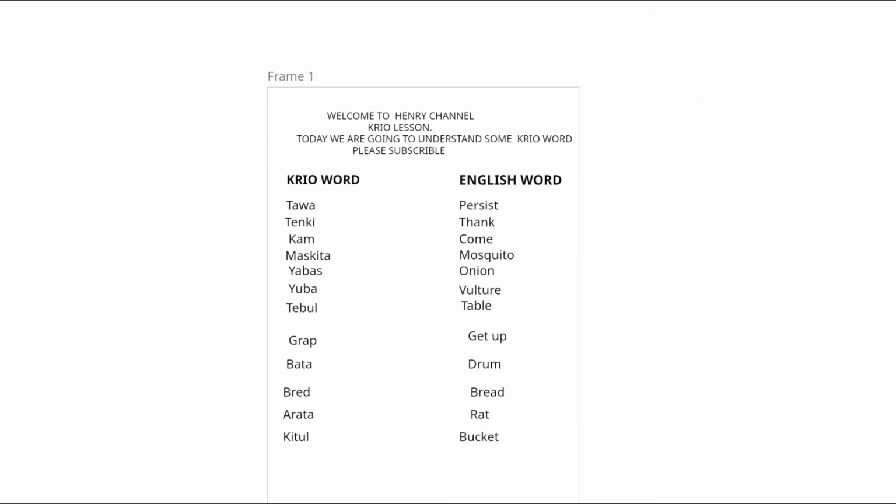You should know that Creole has 36 alphabets, whilst the alphabet in English has 26. Creole has seven vowels, whilst in English we have five vowels.